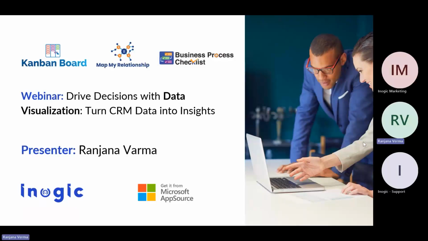I am your host, and today I would be presenting three of our tools, that is Kanban Board, Map My Relationships, and Business Process Checklist. All of them help you in different ways to have a clearer visualization so that decision making or your productivity increases, right? So let's just start now.